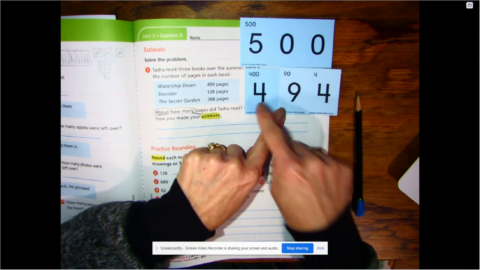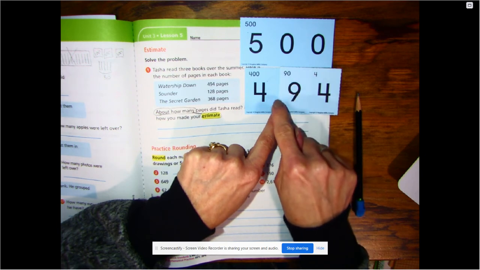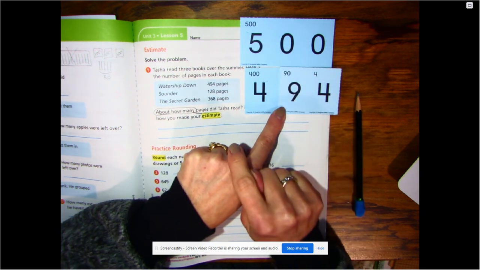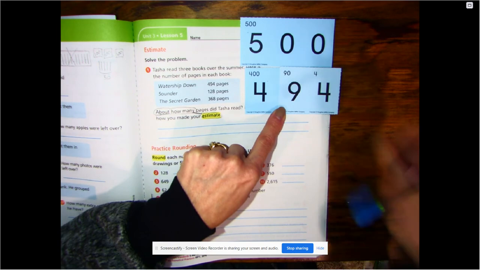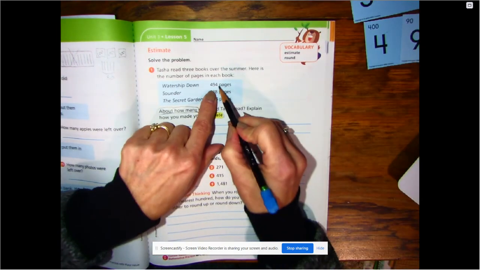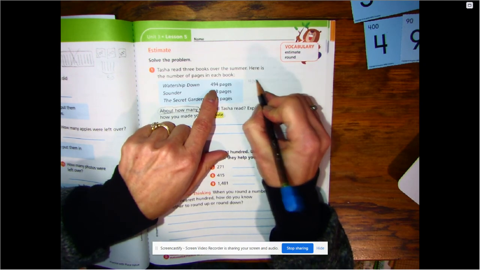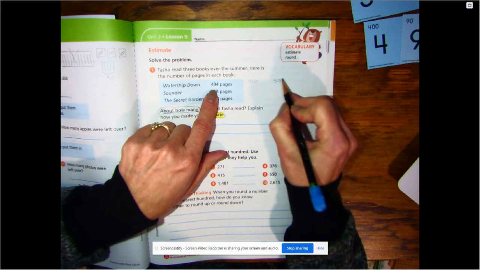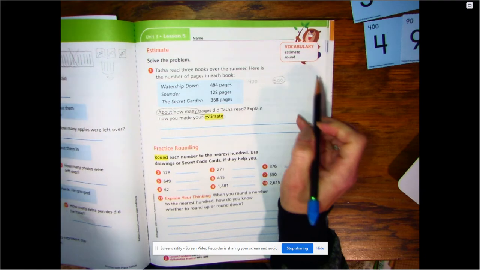If I want to go back to 400, I have to go back 94 hops. So is it closer to go to 400 or to go to 500? Hopefully, you can see it's closer to go 6 more hops to 500. So that's how we're going to round that number. 494 is between 400 and 500, and it's closest to 500 because I only have 6 hops left.